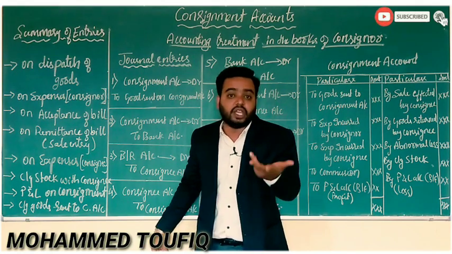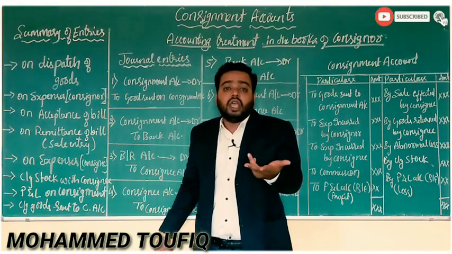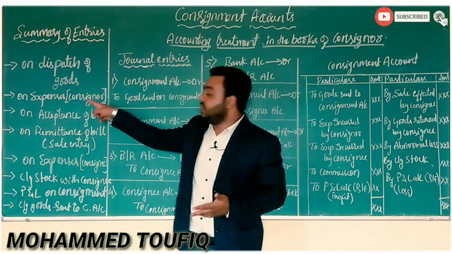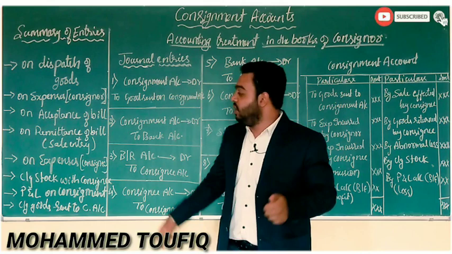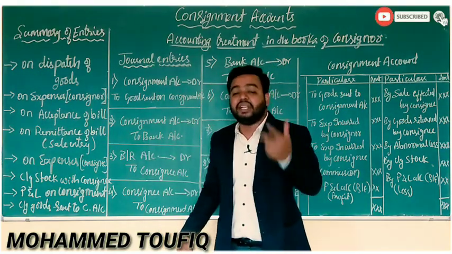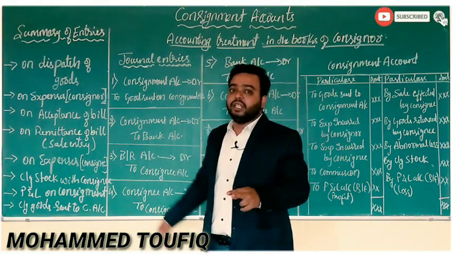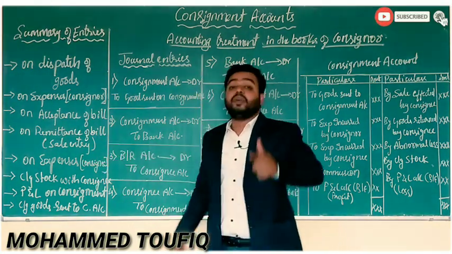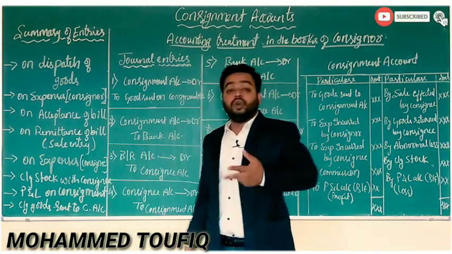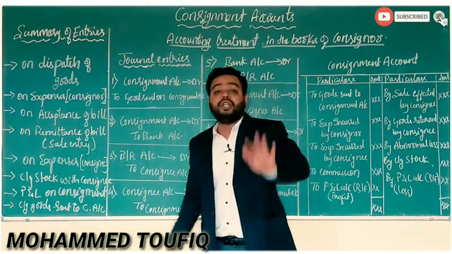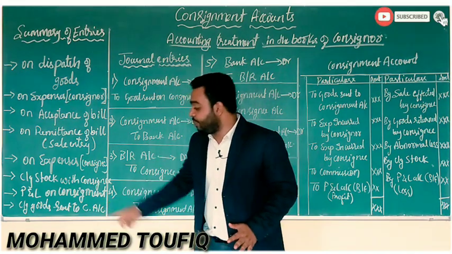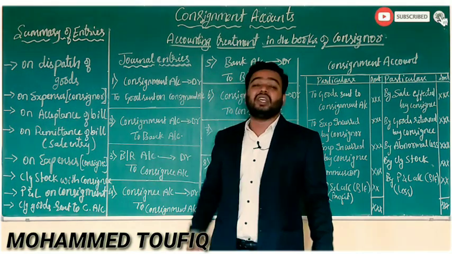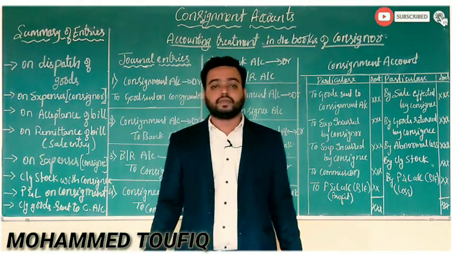Maybe in some questions they have made a bill, or they may not have made a bill. If they have made a bill, then the third entry will be acceptance of a bill. The fourth entry will be remittance of a bill. After remittance, you get a sale entry of a consignee. Then next, expenses paid by the consignee. Next, closing stock with the consignee. Next, you have to prepare the profit or loss on consignment entry, and lastly a general entry for closing the goods sent to consignment account.